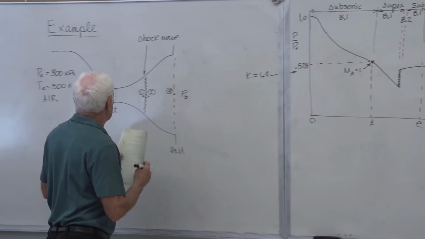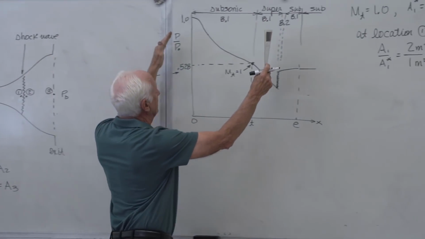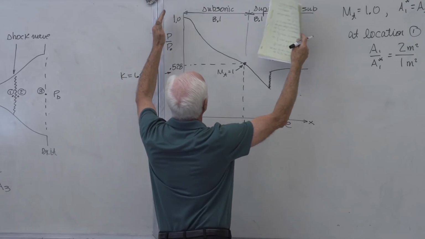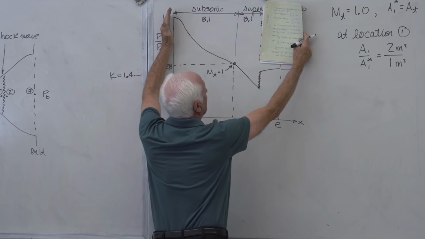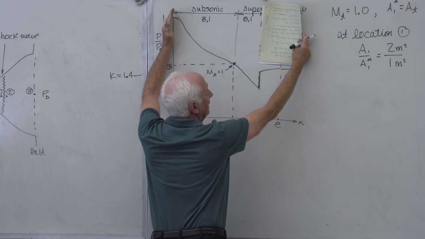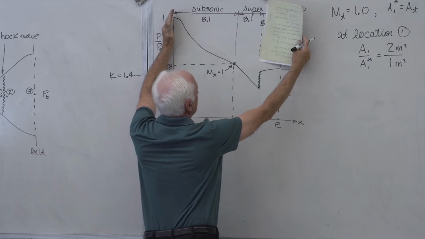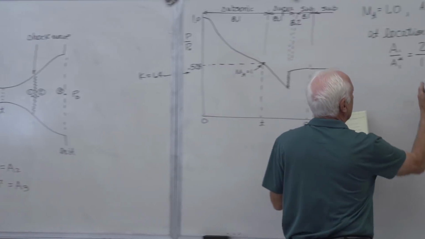Don't forget, in any subsonic region, A star does not change. In any isentropic region, A star does not change. A star is the same from my left hand to my right hand. A star is the same. Okay, so A star 1 is 2.